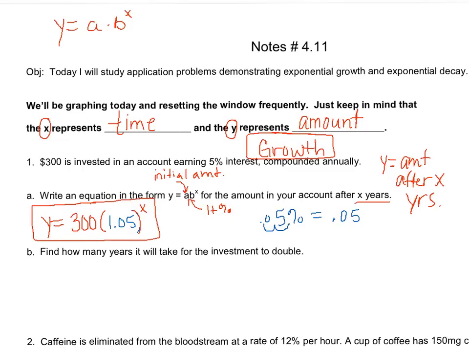Now, in class tomorrow, we're going to talk about part B, find how many years it will take for the investment to double. But right now I want you to be thinking about what would the investment be if it doubled. So this is going to be when y, we want to know what's the x value when y is equal to double the initial amount, which would be $600. So tomorrow in class, I want you to be thinking about how you would do this on the calculator. And when you come to class tomorrow, we're going to do it together.